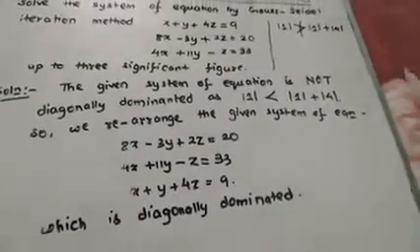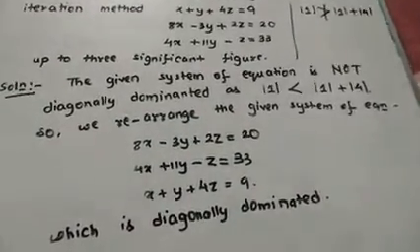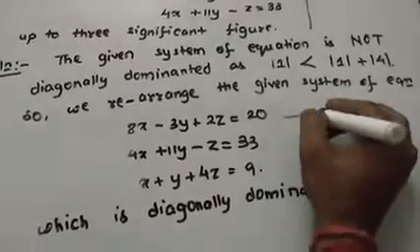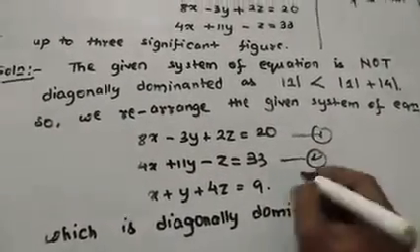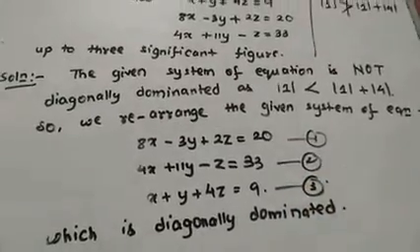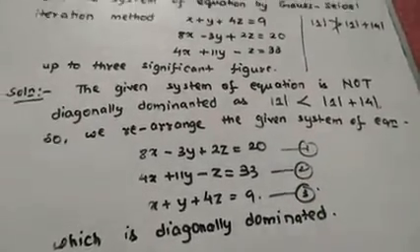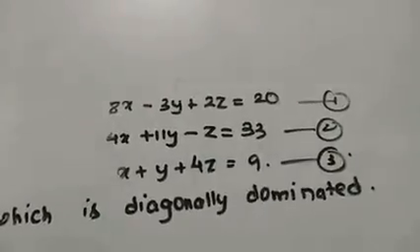Okay, so now from the first equation we have to find x, from the second equation we have to find y, and from the third equation we have to find z. So let's write that. Now we write the iteration formula.